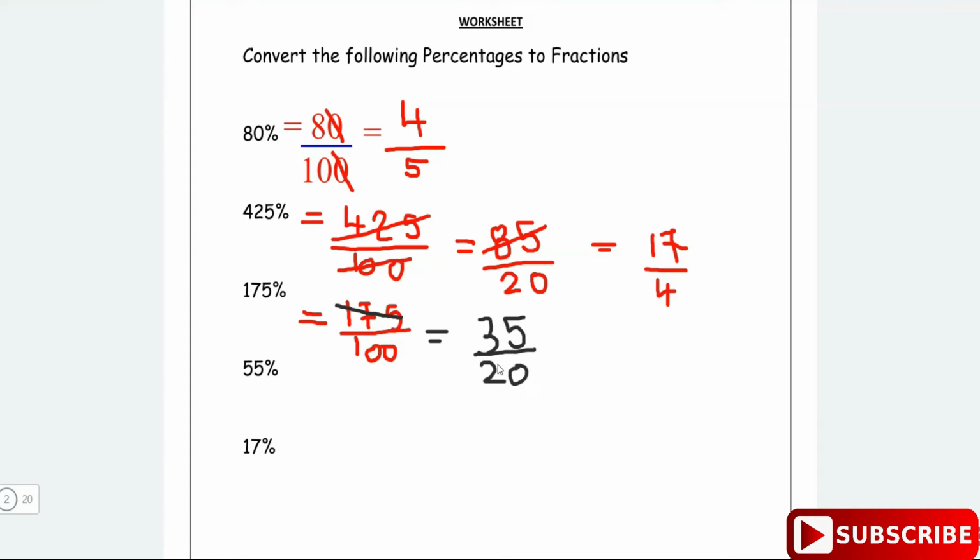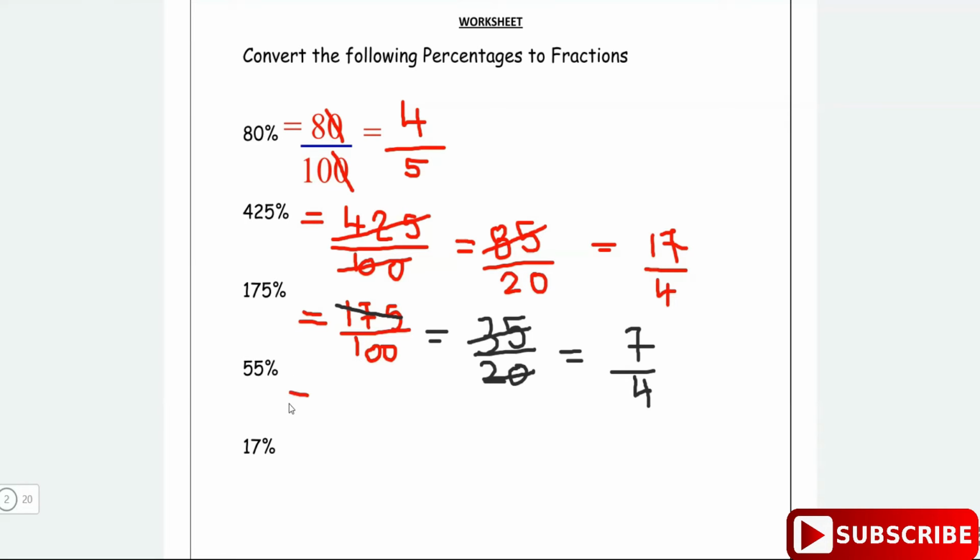But this still can simplify some more. So 5 into 35 goes 7 times, and then 5 into 20 goes 4 times. So 175% as a fraction is 7 over 4.